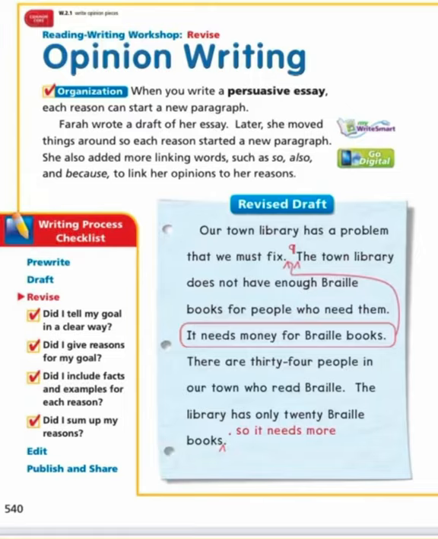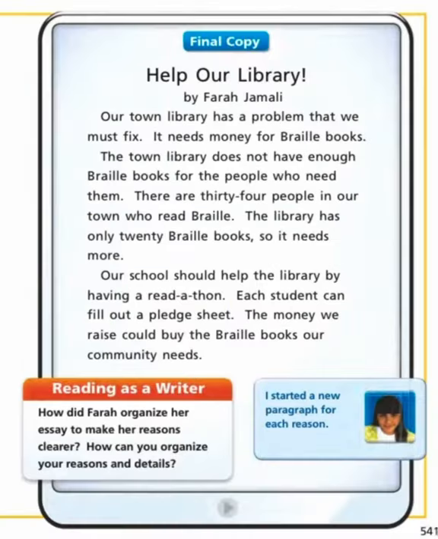Writing process checklist. Revise. Did I tell my goal in a clear way? Did I give reasons for my goal? Did I include facts and examples for each reason? Did I sum up my reason? Edit, publish, and share.